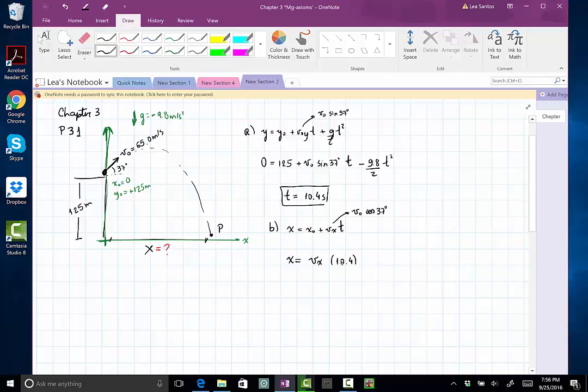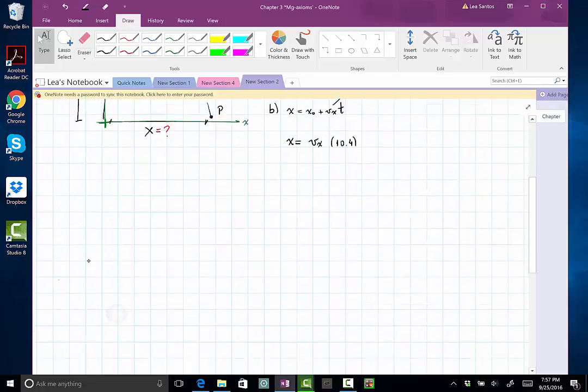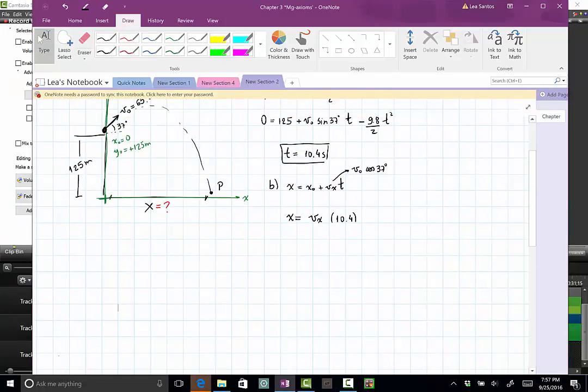Okay, let's continue. Part C now. Part C is at the instant just before the projectile hits point P, find the horizontal and the vertical components of its velocity. So velocity means they want the magnitude and the direction of the x component and the y component. So the x component, we know it doesn't change. So whatever we found before in solving part B is what we are going to have for Vx.